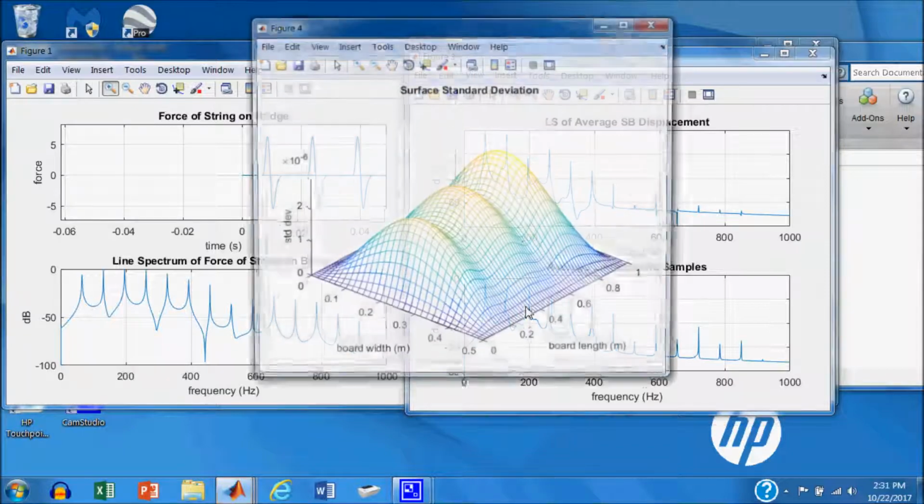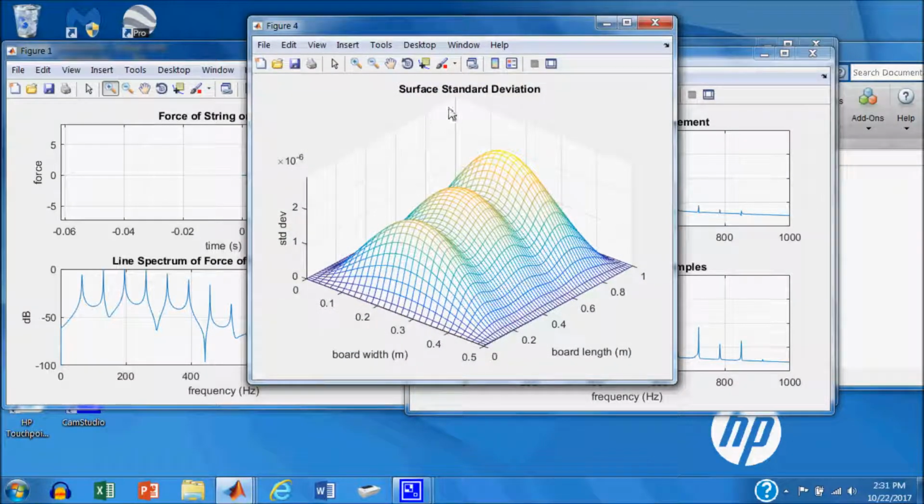All right, let's take another look here. Here is the surface standard deviation. In other words, I'm plotting width versus length, and I'm looking at the activity at every point on the board. And you can see, for example, the most activity is back here where the bridge is located, 0.85. And then we have peaks or humps here at various points on the soundboard surface that get a little bit more activity than their neighbors because of the nature of the vibrating string and its harmonics.